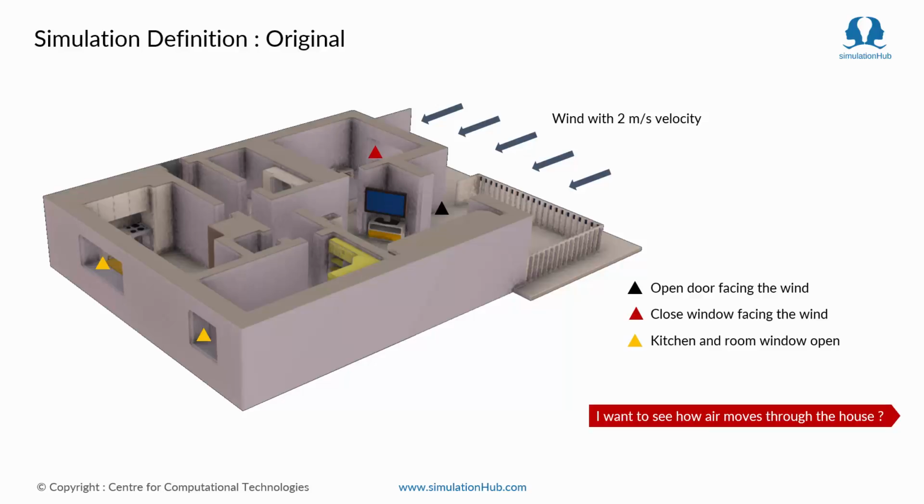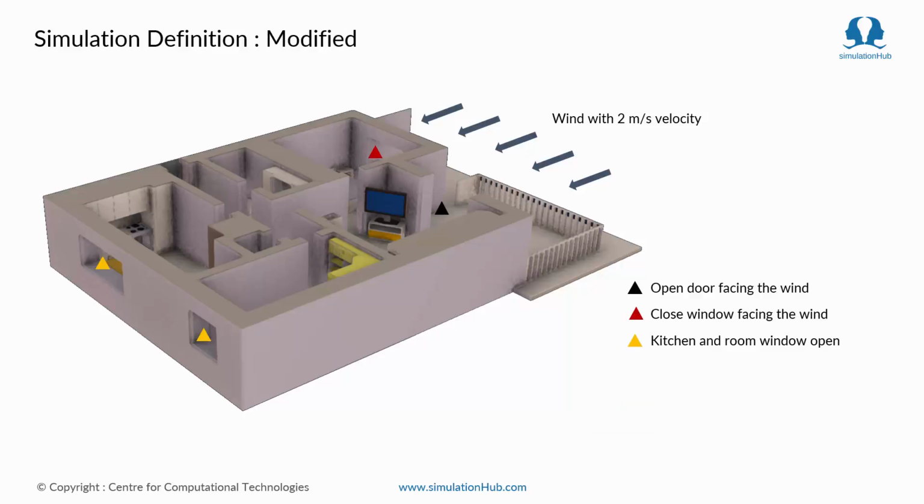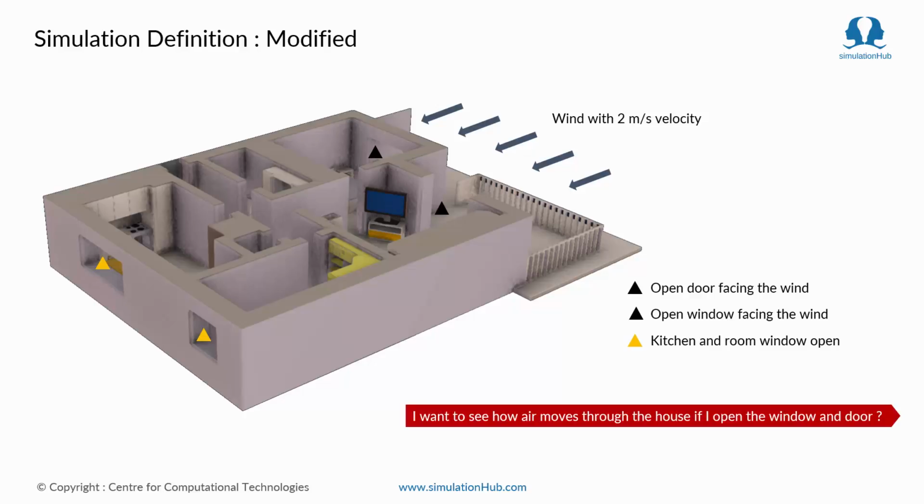Now let's say that the window which is facing the wind is not closed. I want to open that window and see the effect. The other boundary conditions are the same. It means the front door is still open. The kitchen and room windows are still open. The only difference which I would like to see is if I open the window facing the wind, how exactly flow would move through the house. Now as we have understood what changes we need to make, let's see how we can rerun this simulation with these different sets of boundary conditions.